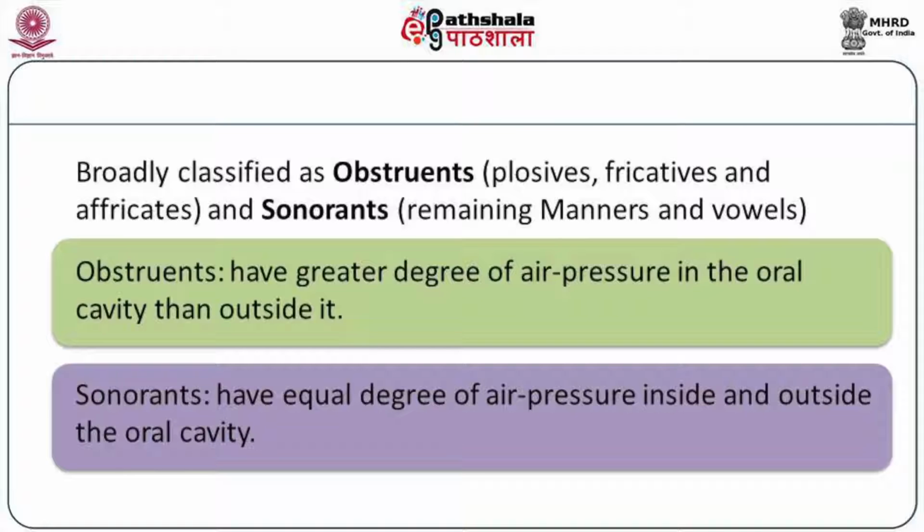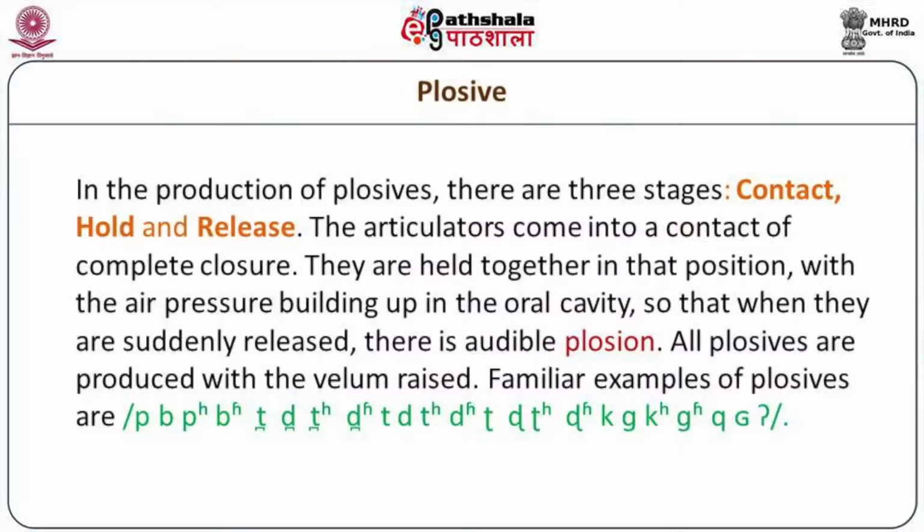That is how some of these vowels and some of these consonants are found to be grouped together in certain processes. Let us turn to plosives. In the production of a plosive, there are three different stages: the contact stage, the hold stage, and then the release stage.